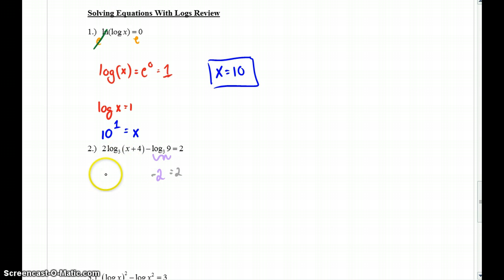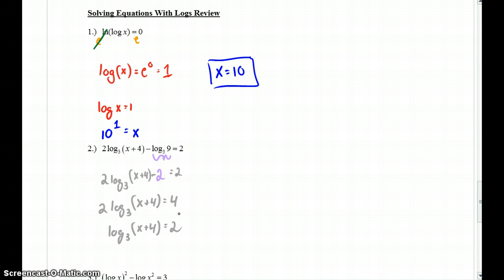We've got 2 log base 3 of x plus 4, minus 2, equals 2. Add 2 to both sides, you have 2 log base 3 of x plus 4 equals 4. Divide everything in half, you have log base 3 of x plus 4 equals 2.